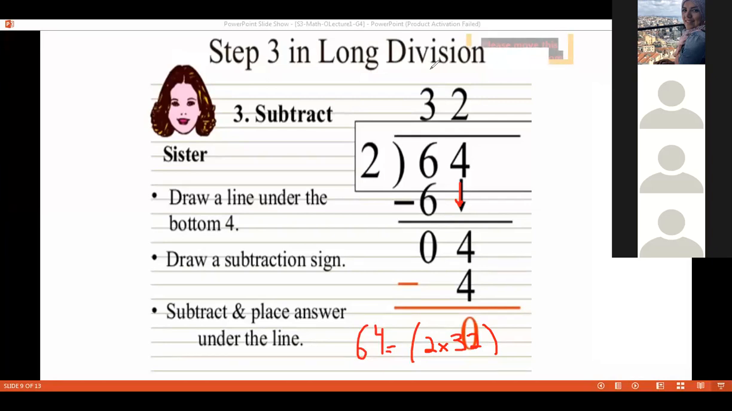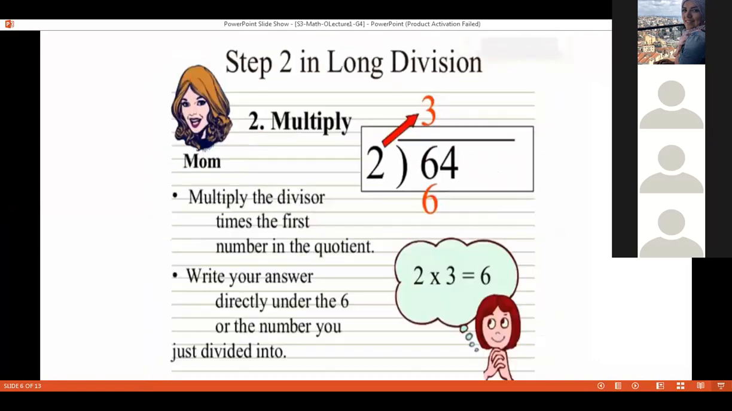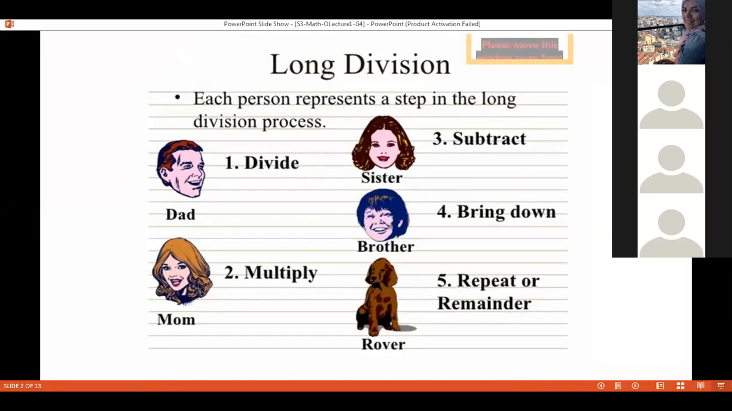So what are the steps, guys? What's the first step? Divide, then multiply, then subtract, then bring down. Bring your copybook, guys. All of you, bring your copybook and write the steps, please. 1, divide. 2, multiply. 3, subtract. 4, bring down. 5, repeat, okay? I want you all to write it.